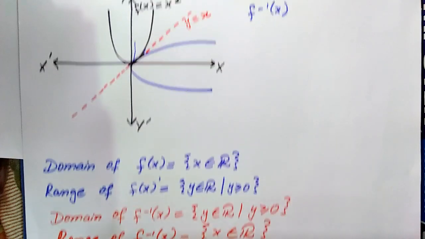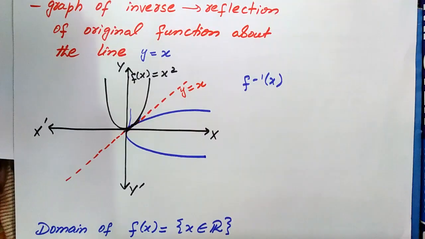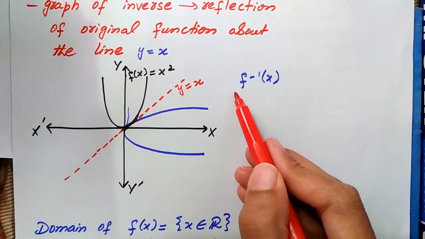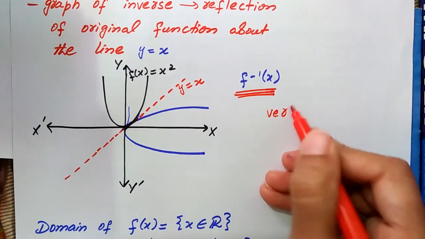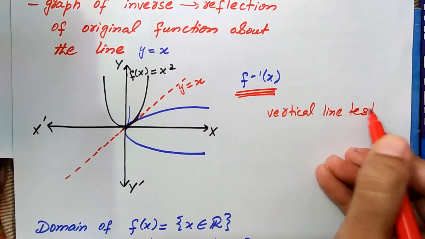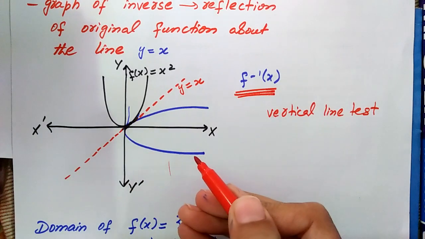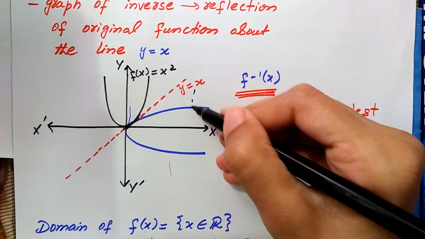Now, if we want to check whether this f inverse of x is a function or not, we will just follow the vertical line test. We can see this graph for f inverse of x. We will just draw the vertical line through it.